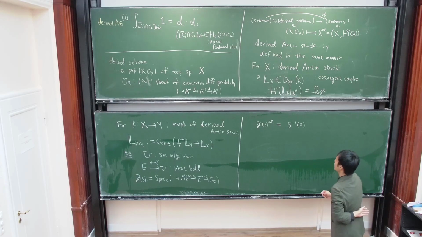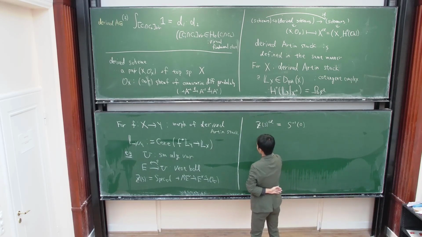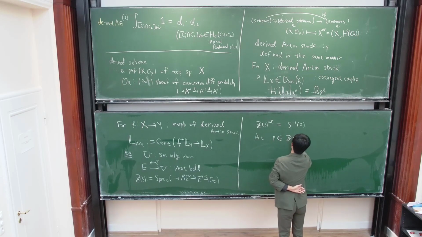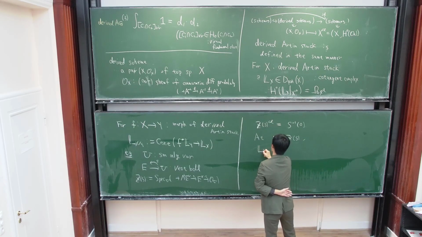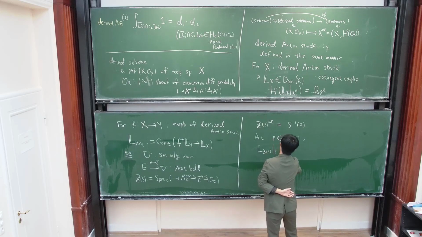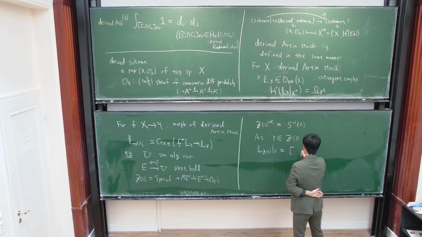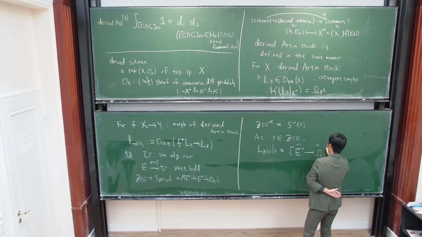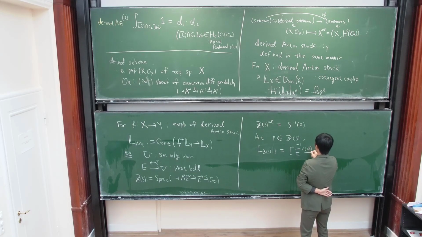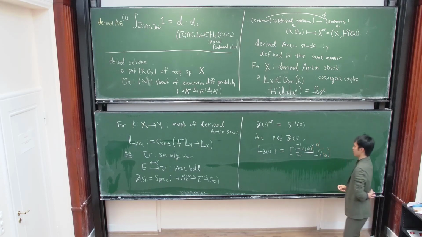Okay. And in this case, we can explicitly compute the cotangent complex at a point p in the derived zero locus. The cotangent complex at this point is given by the two-term complex concentrated in degree -1 and degree 0. And the differential is given by the dual of the differential of s. Okay.